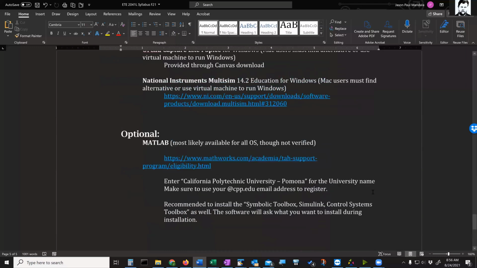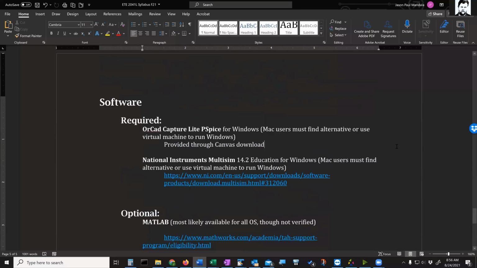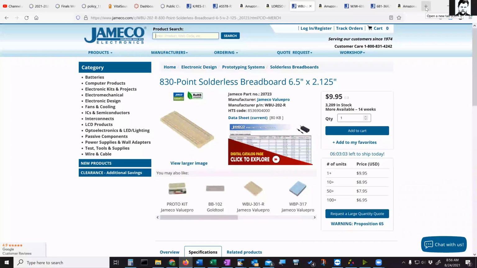Okay, so last thing on the syllabus here is a discussion of software. Many of you have already had me and already have these pieces of software. So PSpice, OrCAD PSpice, OrCAD Capture Lite actually was the specific type of the software. There's actually the virtual lab also. So there's the virtual laboratory. The virtual laboratory you can find if you just Google.